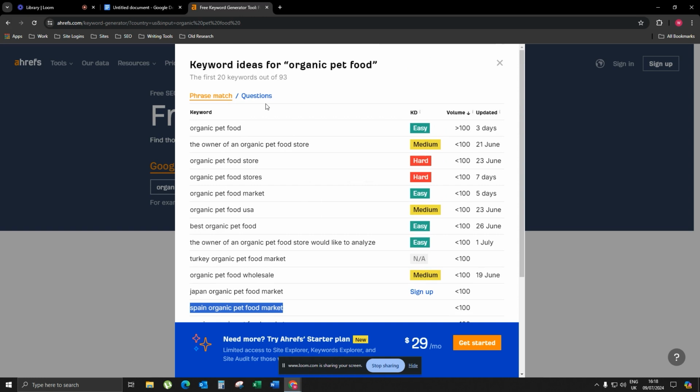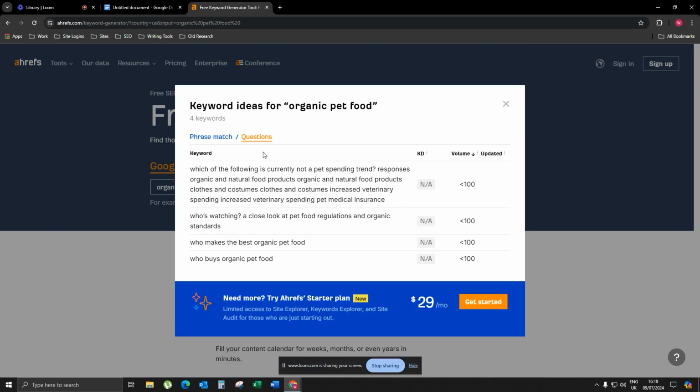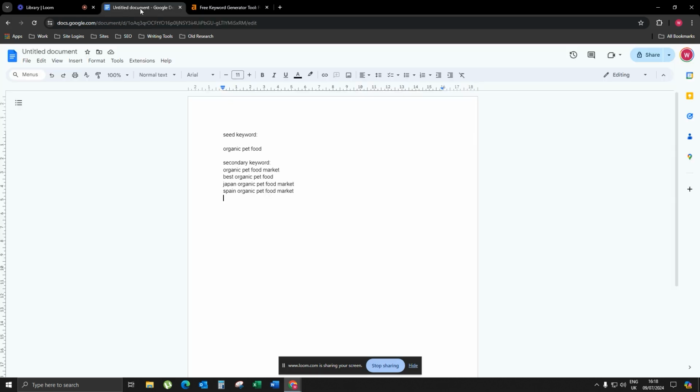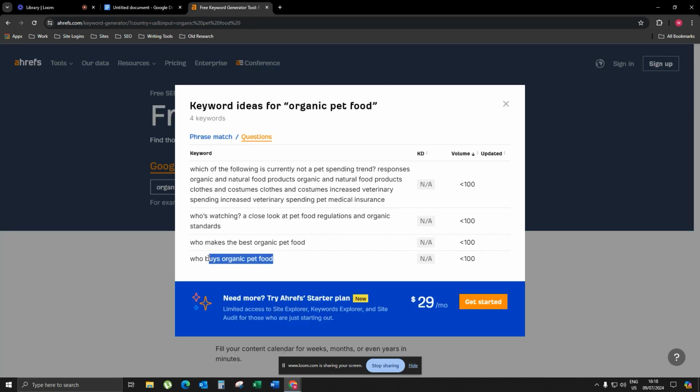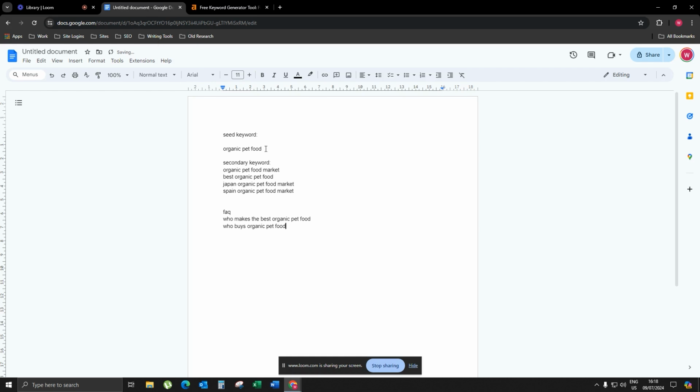The next step would be to go towards the questions section. And yeah, so these two questions are probably better than these two. This is too long. I'm not sure what it means, but these are simply better. So we're going to take these and we're going to go here and we're going to say FAQ and we're going to put this here and we're going to take the next one and we're going to put it here. So now we have a general outline.